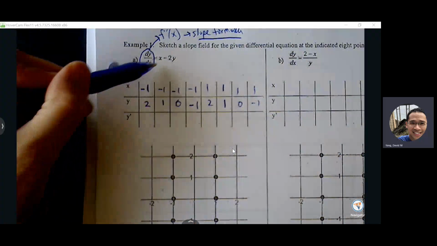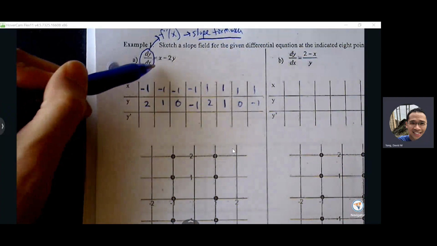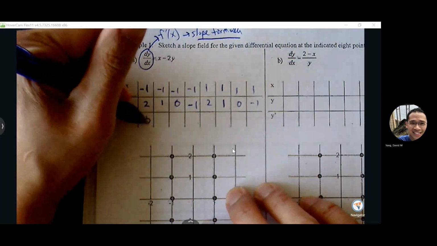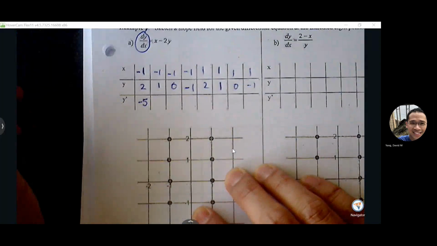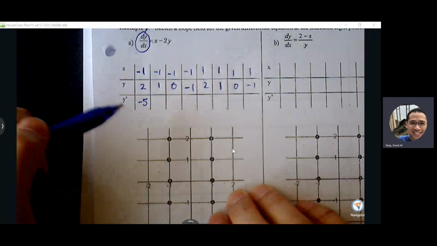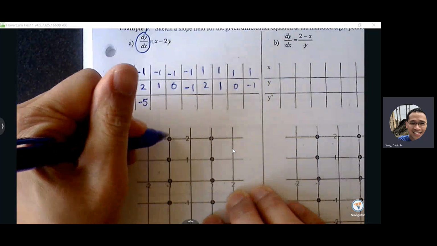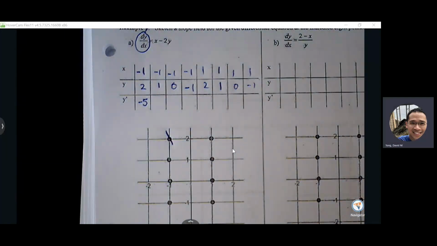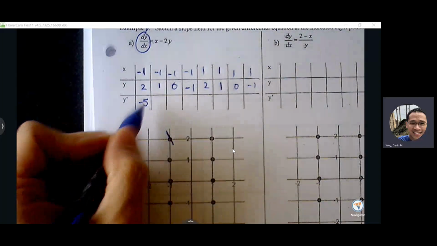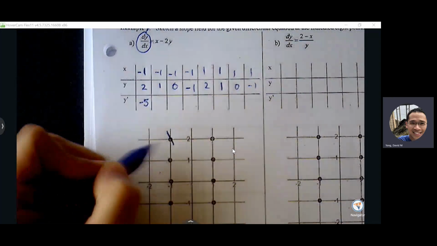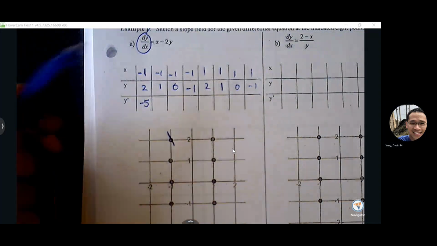Okay. So (-1, 2), we insert it in for x and y in x minus 2y. So we get -1 minus 4, which is -5. So through this ordered pair, you're just going to try your best to represent -5. Okay. It's a pretty steep slope. That's good enough. On the AP exam, they're not going to measure how accurate you are. If you are able to represent a negative slope, that's good enough.